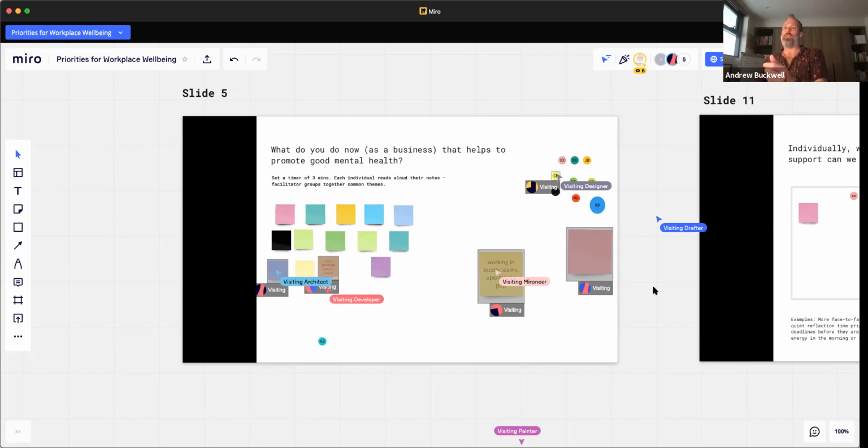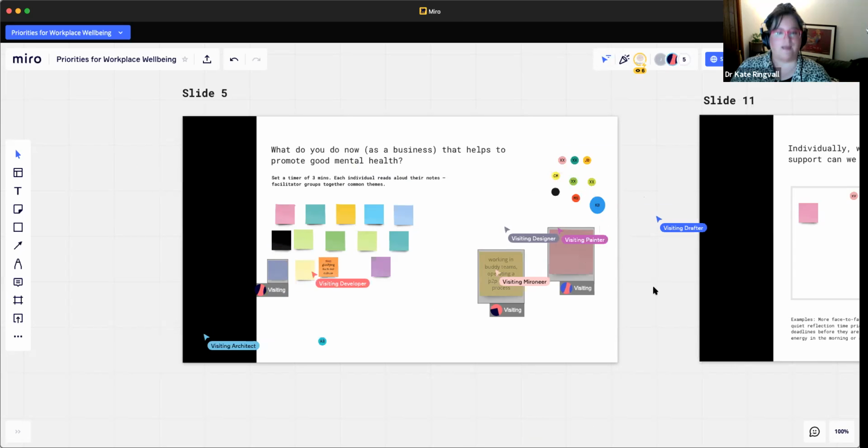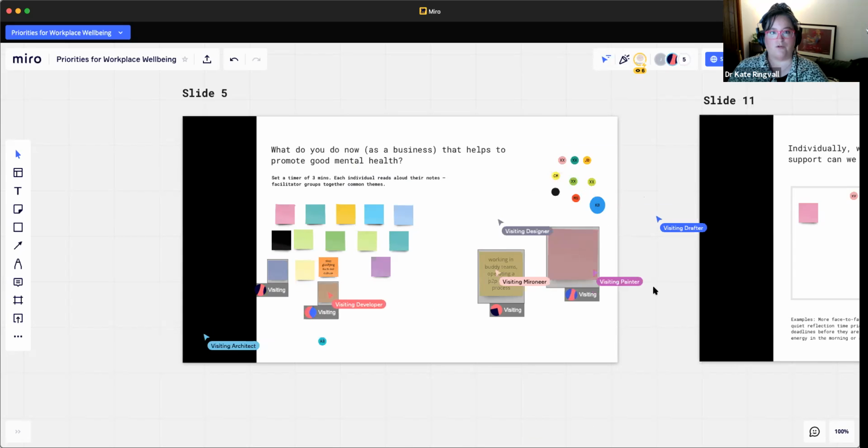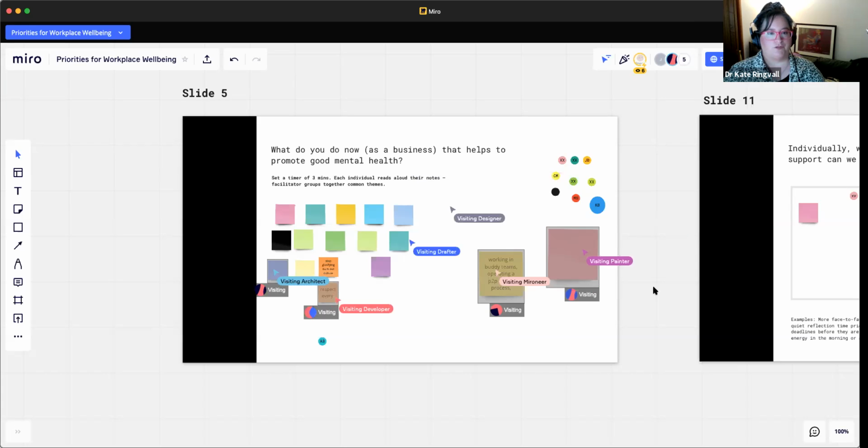Kate, there was a quick comment there from Michelle who was asking, what do we do if we're not a business? Is this what we envisage from our employers? Yeah, whether it's your employers, the business that you own, or if you're not in work at the moment, think about what you would expect from a business: actions and things that help to promote good mental health.